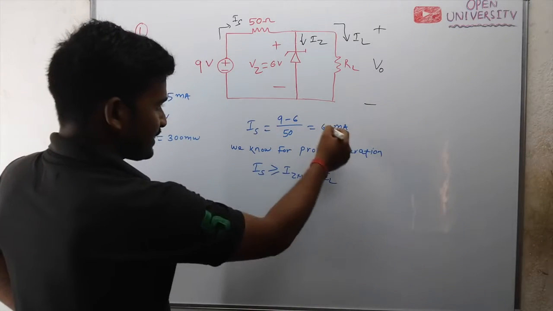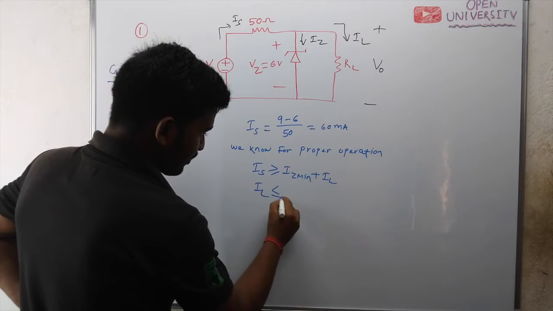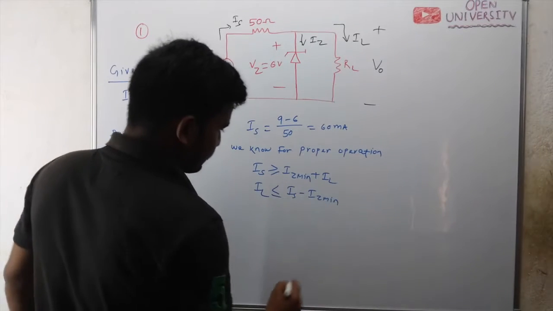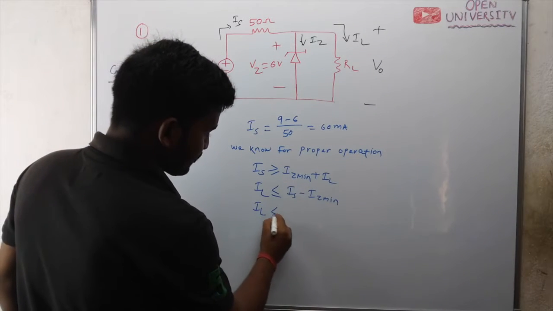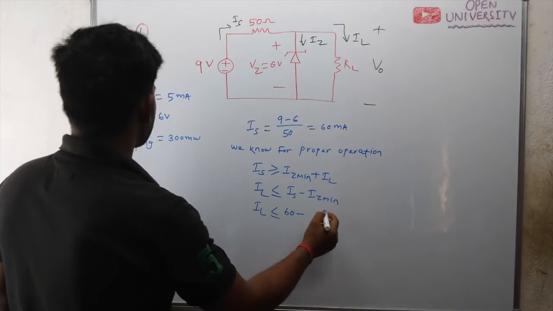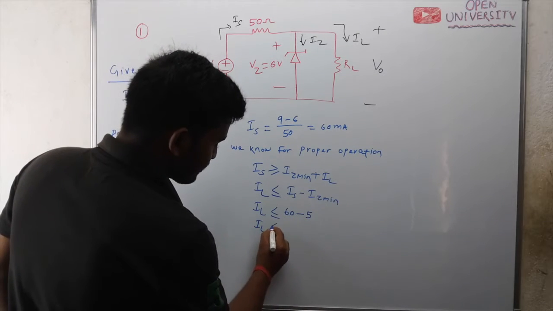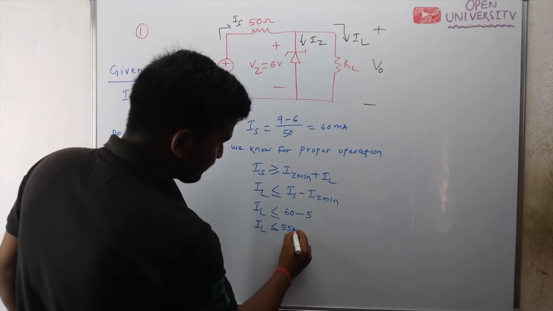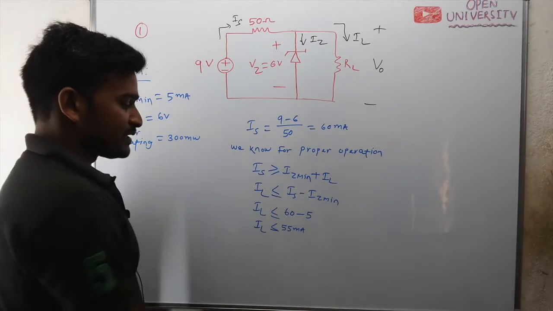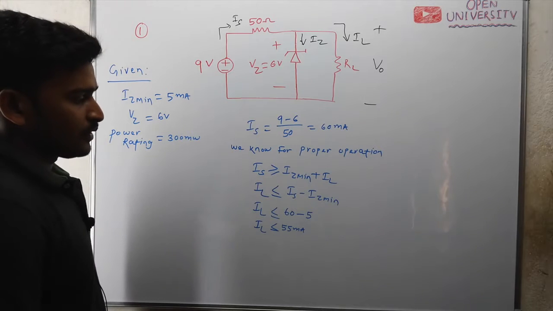IS is known, so what should be IL? IL should be less than or equal to IS minus IZ min. IS is 60 milliampere minus IZ min, which is 5. So IL should be less than or equal to 55 milliampere.